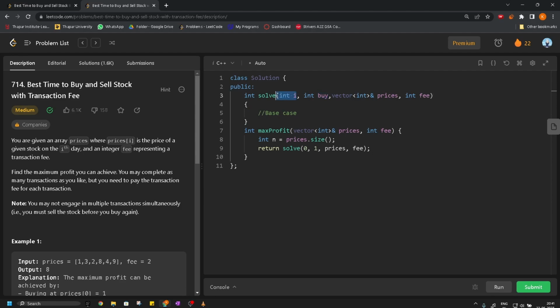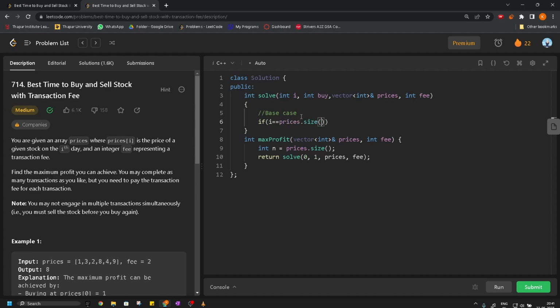So I, on the other hand, is constantly increasing. We get the first index, the second and the third index, so it has a limit, it has an upper bound. So what is its upper bound? If I becomes equal to prices dot size, that is its upper bound.